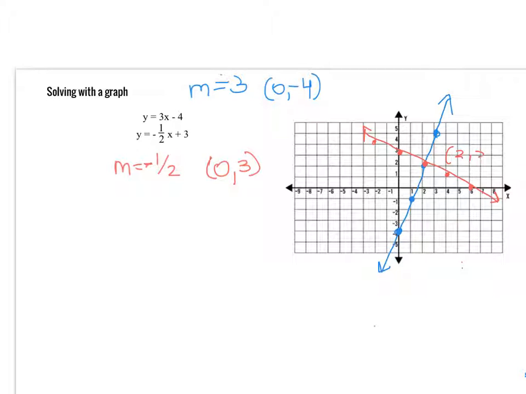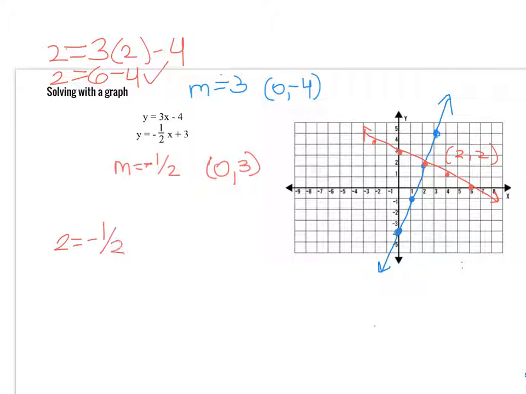Now remember, you can always check it. So you go back to the original equation and you go, does 2 equal 3 times 2 minus 4? So I'm using the first equation, and yes, 2 is equal to 6 minus 4. Now check the second equation. So does 2 equal negative 1/2 times 2 plus 3? And negative half of 2 is negative 1. So yes, 2 equals 2. We found the solution using the graphical approach. Now we're just going to do one more example here.